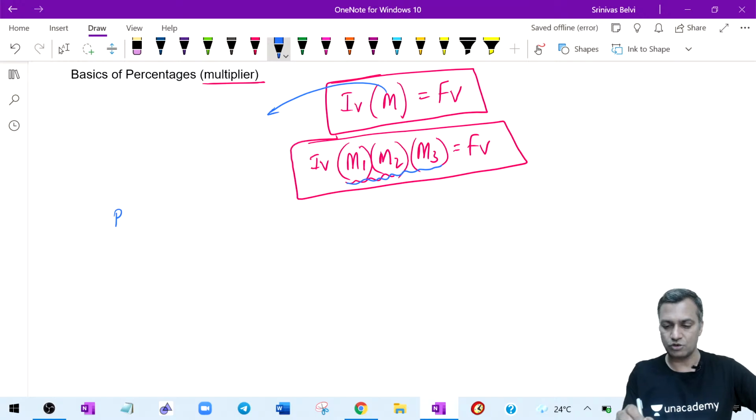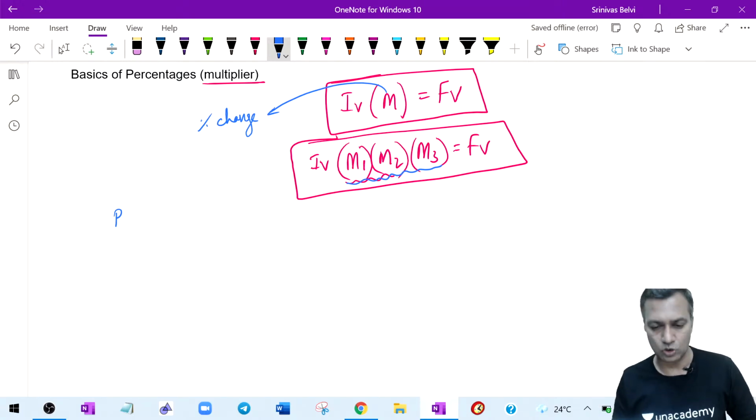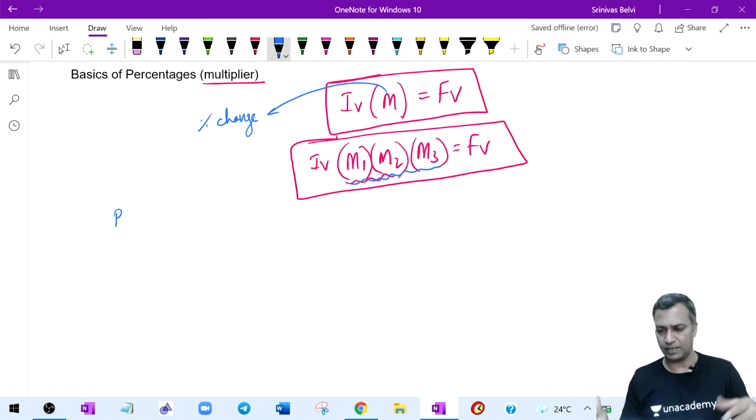Multiplier comes into the picture only when there is a percent. When there is a percentage increase or a percentage decrease, both put together, I will call it a percentage change. So that's the story of the multiplier. I'm not going to repeat that story. I'm only going to handle this portion with respect to profit and loss.